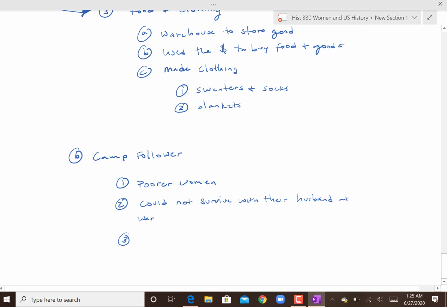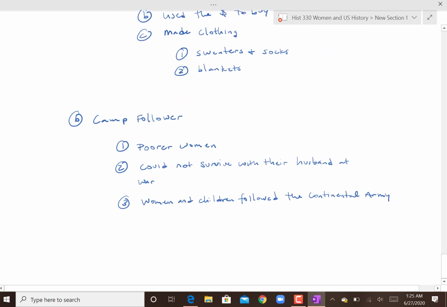So it was women and children who followed the Continental Army, thus camp followers. And they usually camped with the actual camp, but then they stayed behind when there was an actual battle. So they weren't on the front lines, especially if you had children. They stayed behind. We will talk about actual fighting and when women as camp followers stepped up and actually helped in the battle itself.